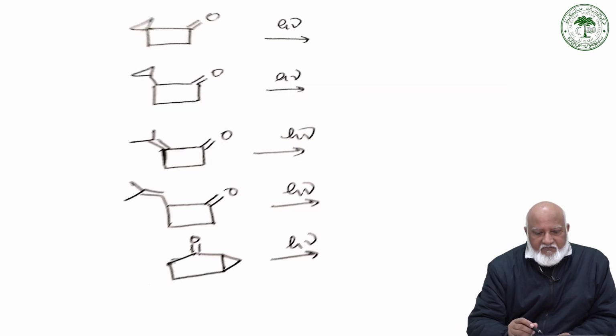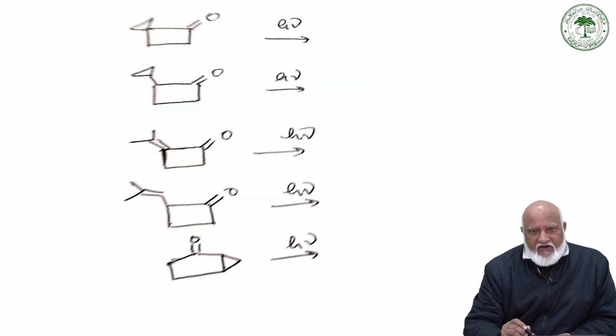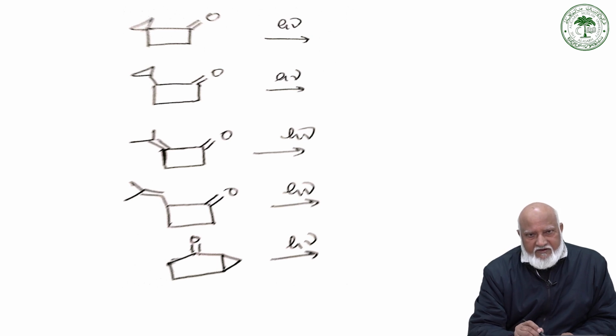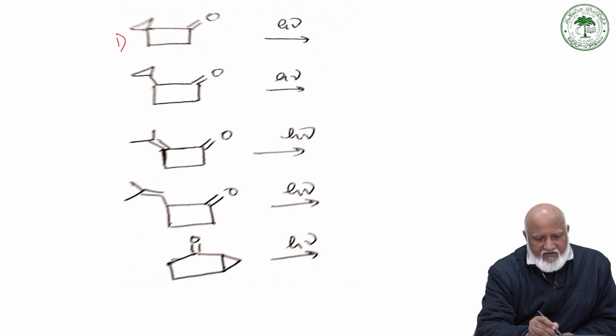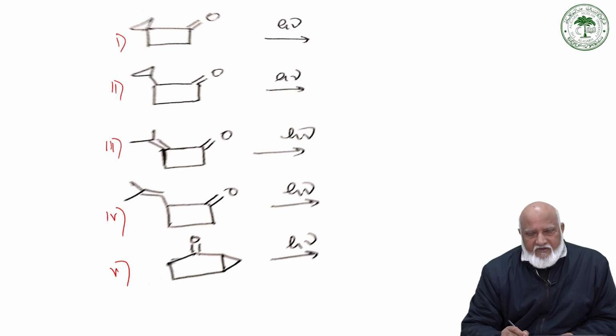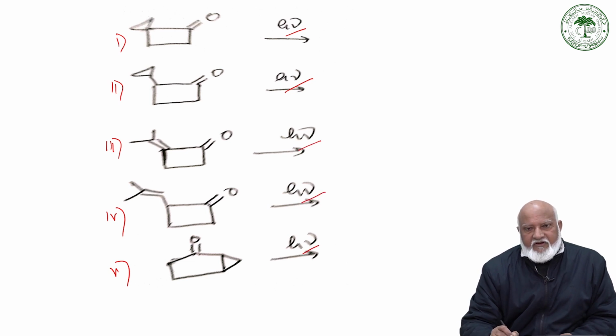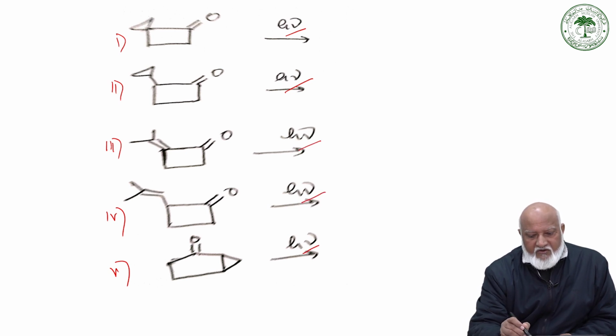This is the series of cyclobutanones with different substituents at the alpha carbon. So we have 1, 2, 3, 4 and 5 examples of cyclobutanone, and here we are looking into the photo reaction. All will undergo type 1 reaction.